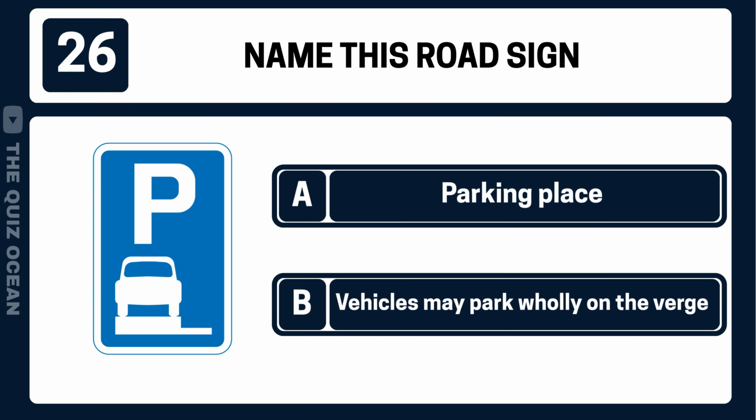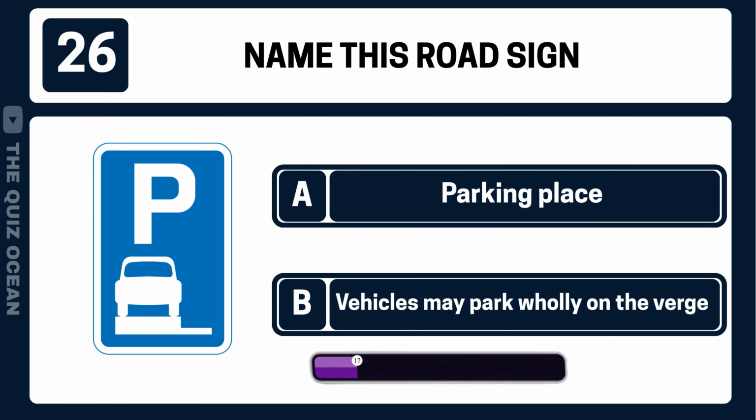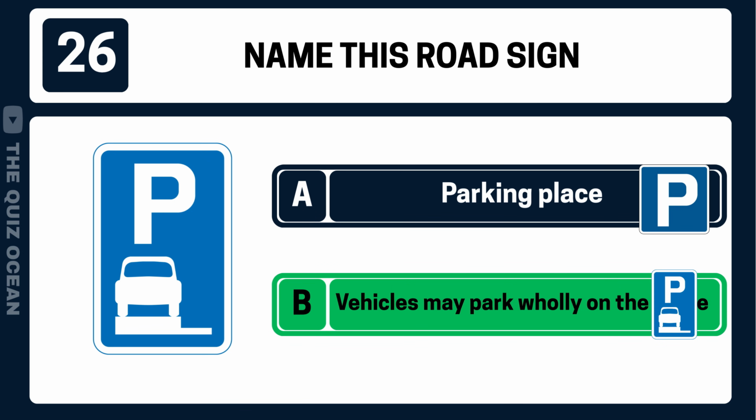Name this road sign. A. Parking place. B. Vehicles may park wholly on the verge. Correct. This sign permits vehicles to park wholly on the verge.